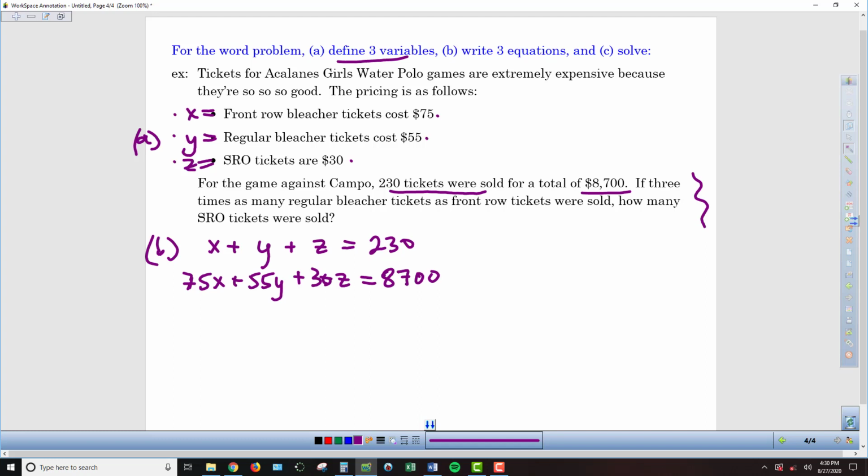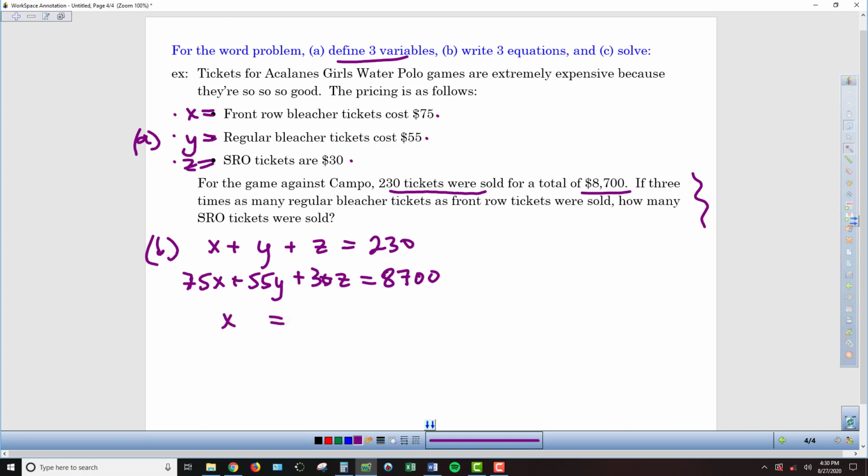Then we need one more equation. So that's where this last sentence comes in. So it says 3 times as many bleacher tickets as front row tickets were sold. So we have to be careful here to make sure that we understand which one there was more of. Was there more front row tickets, or was there more bleacher tickets? So it says 3 times as many regular bleacher tickets as front row tickets were sold. So that means our front row tickets is X.